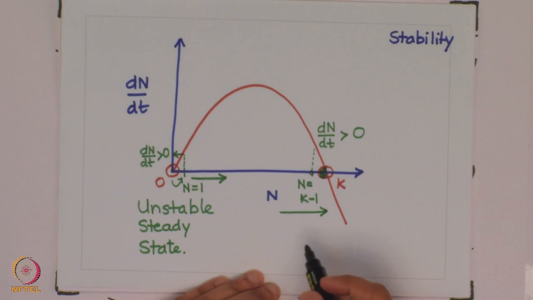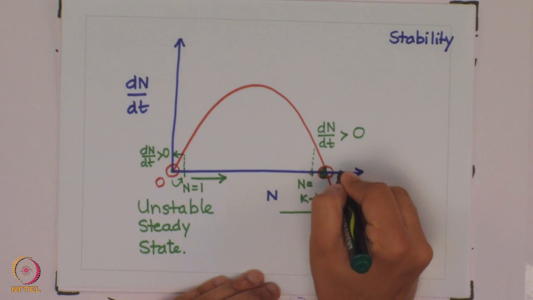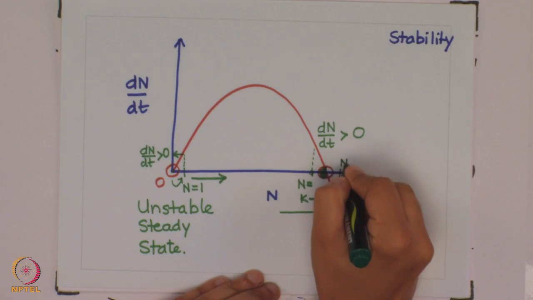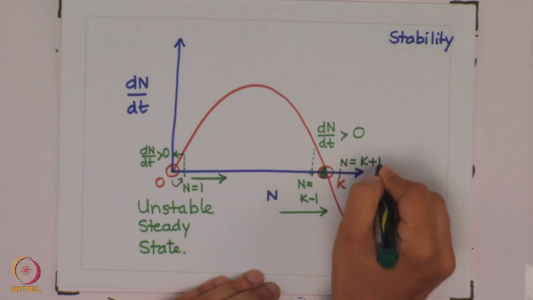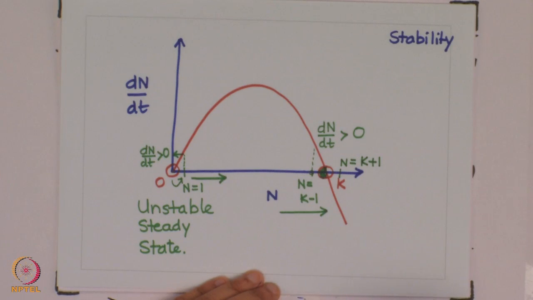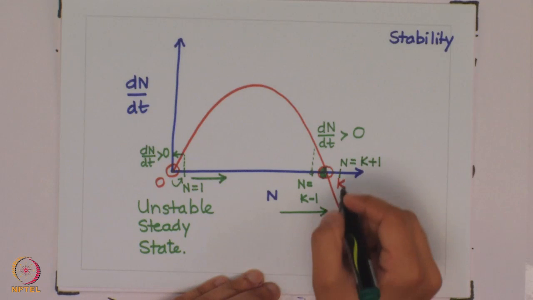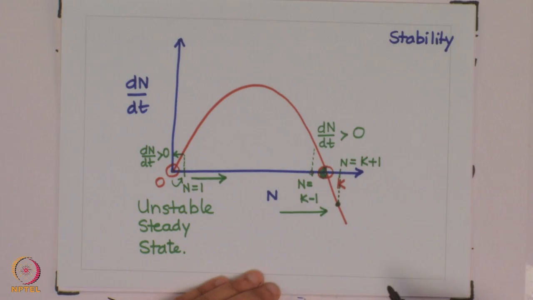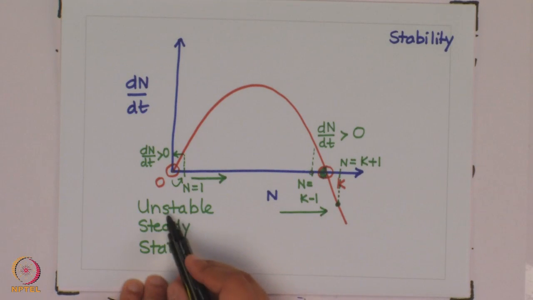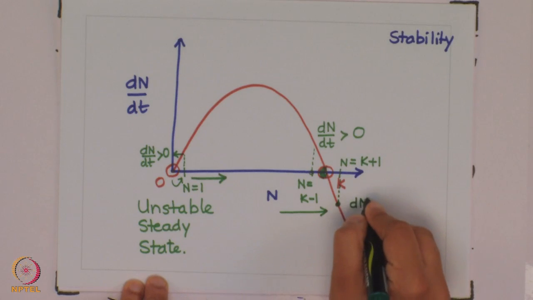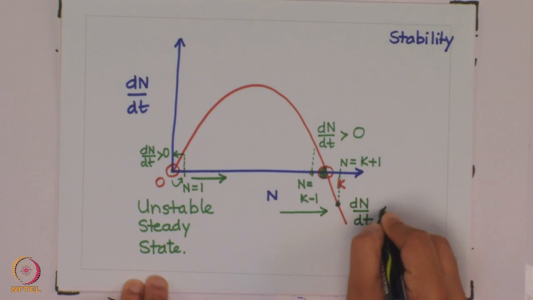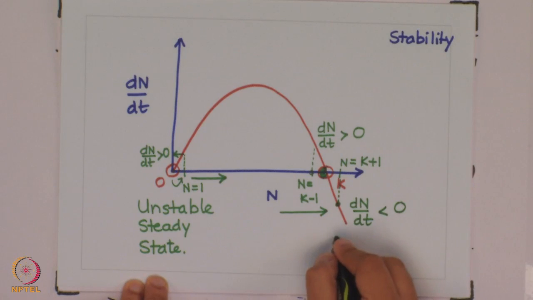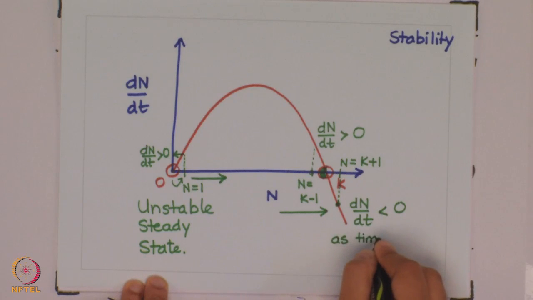What happens if the disturbance that was introduced to the system was on the other side? So, if we introduce a disturbance now where n is equal to k plus 1, again all we have to do is look at the sign associated with dn by dt, and in this case we can clearly see that at n equal to k plus 1, dn by dt now has a negative sign, which means as time increases, n decreases.